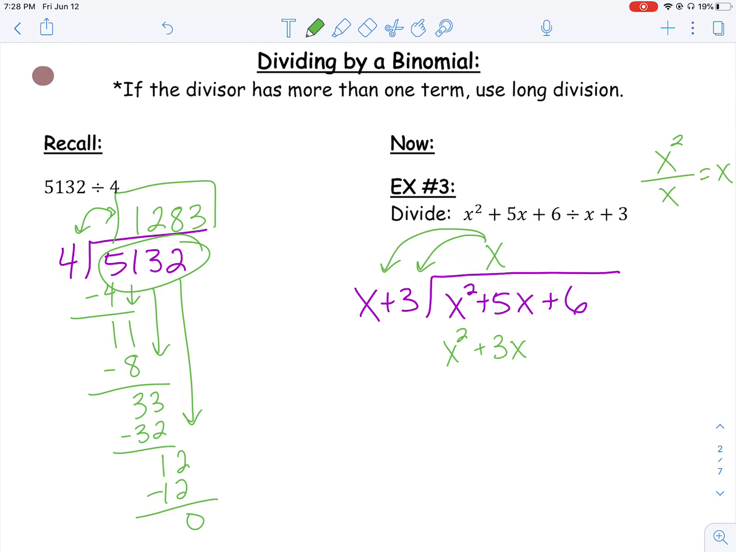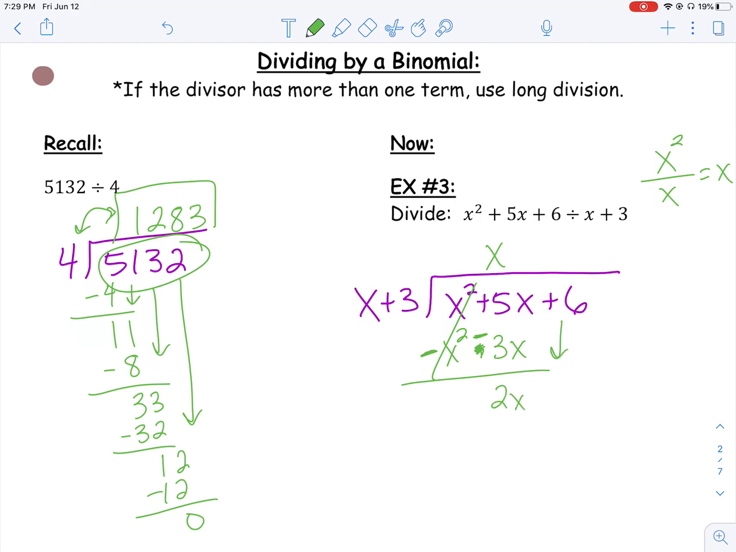Do you remember what we did next on our long division? Yeah, didn't we have to subtract? So what that means is I have to subtract the x squared and subtract the 3x. So I have to make sure that I distribute a negative to every term down there. All my signs should change. If you notice, x squared minus x squared zeros each other out. And then I have left 5x minus 3x, which is really a 2x. That's kind of my leftover.